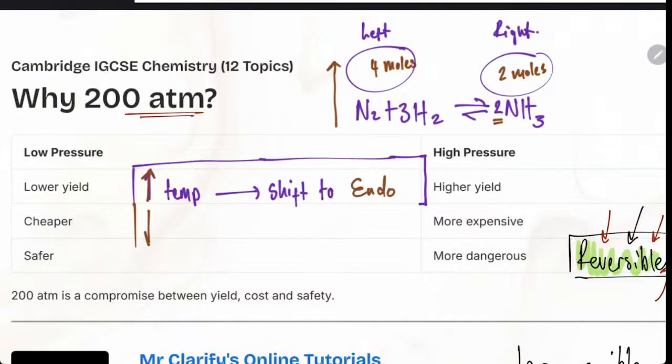If you decrease temperature, you have lowered the temperature. Equilibrium must fight. So it will shift to exo. It will promote the exo side.